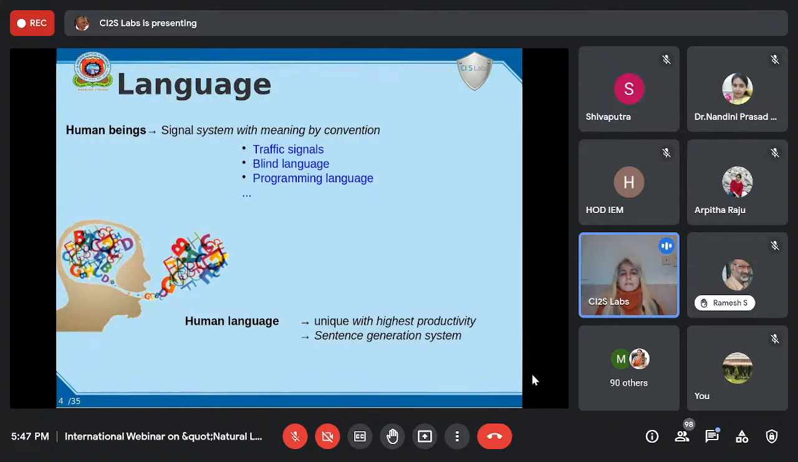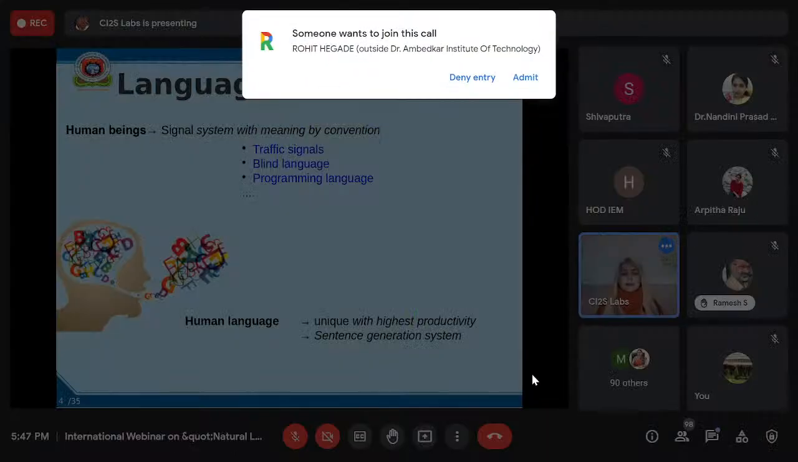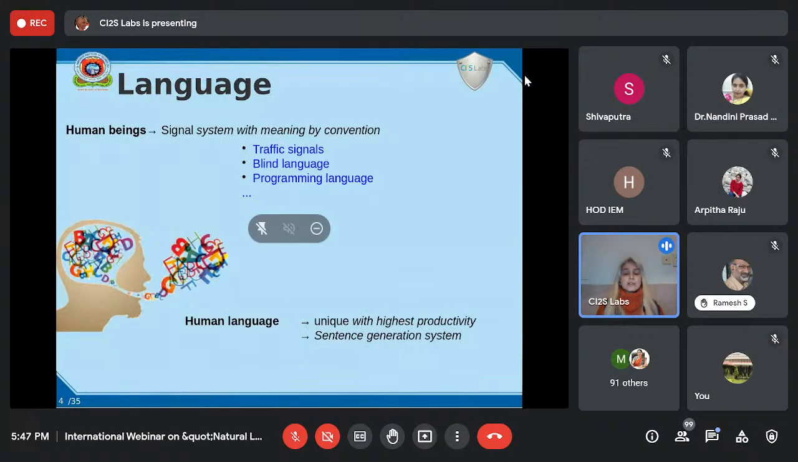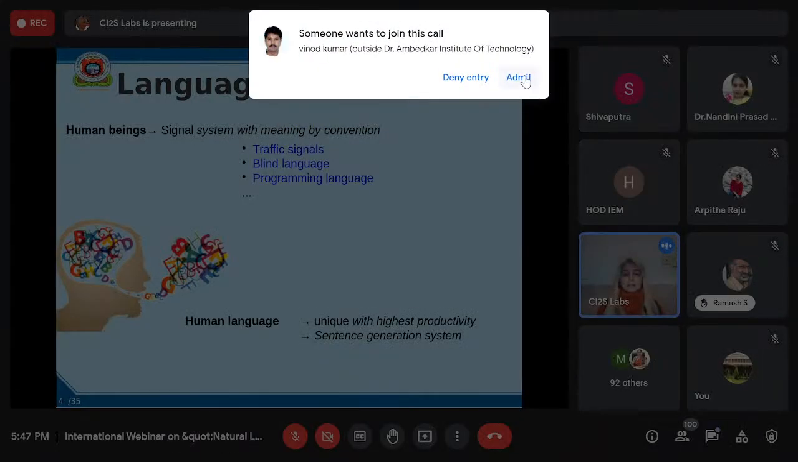So what is different in natural language? Well, human language is a unit with the highest productivity. It's a perfect generation system for sentences. We will see later that with a few rules and a very specific lexicon, you can produce several hundred or even thousands of sentences, and you can provide a communication bias that is very practical and very performant.